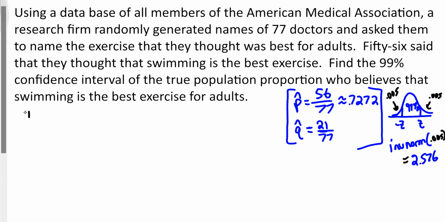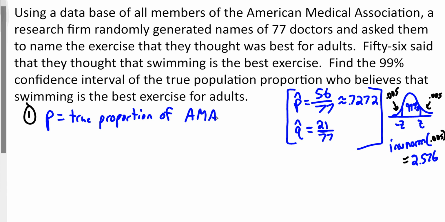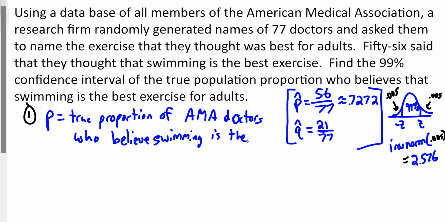Step 1. List the parameter. Define the parameter. So p, we're looking at a proportion, is the true proportion of, we'll say, American Medical Association doctors who believe swimming is the best exercise for adults.